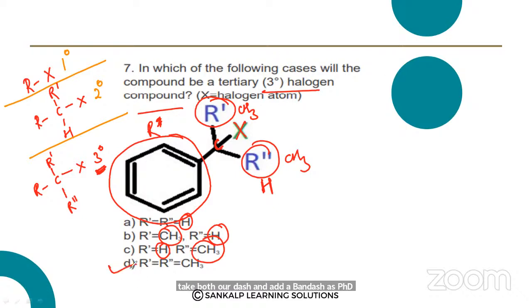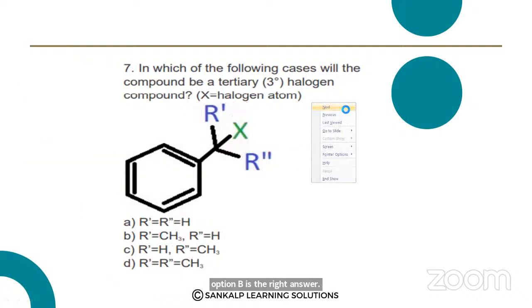So which is our answer? Option D. Understood? This is the condition: whenever you want tertiary, all the alkyl or aryl groups should be present. So option D is the right answer. I hope you have got it. We'll go for the next one.